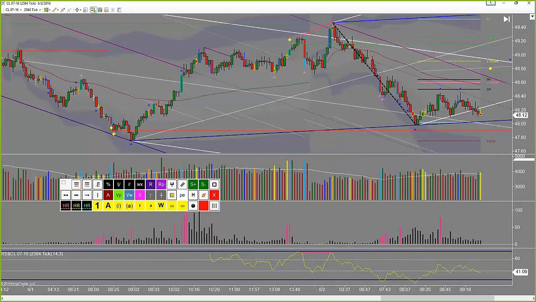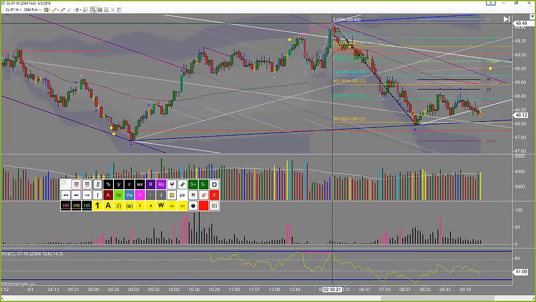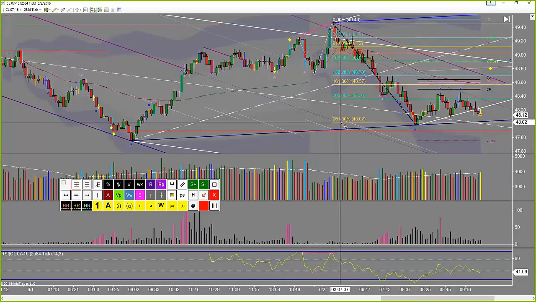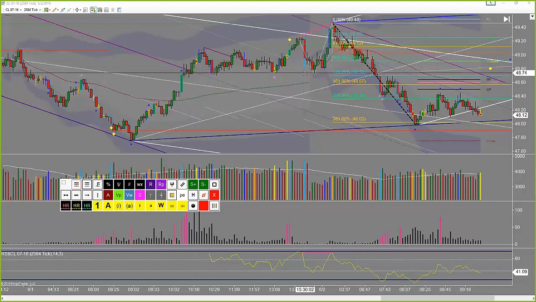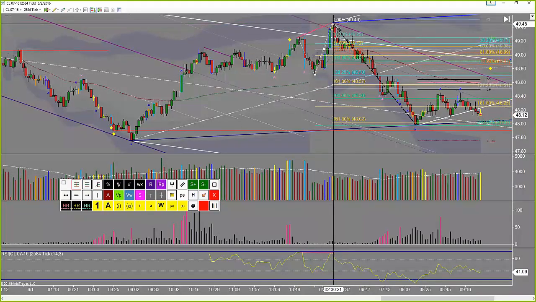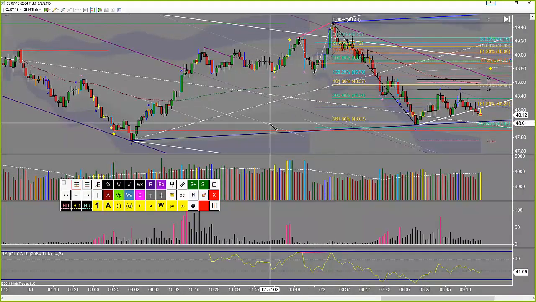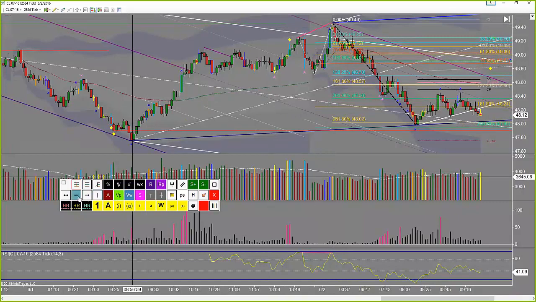And what's the maximum allowance for an expanded flat typically? For the C wave, 261.8. It's like 2 ticks through the maximum allowance. And what is typically the maximum allowance for an expansion of the B wave? 100%, a 1-to-1. So let's delete all of this.